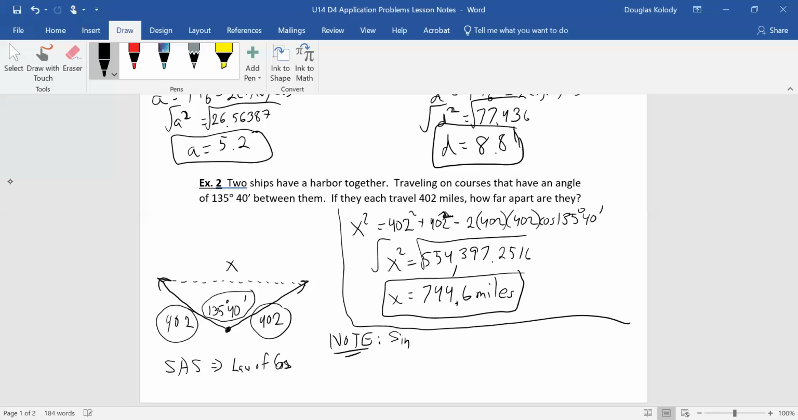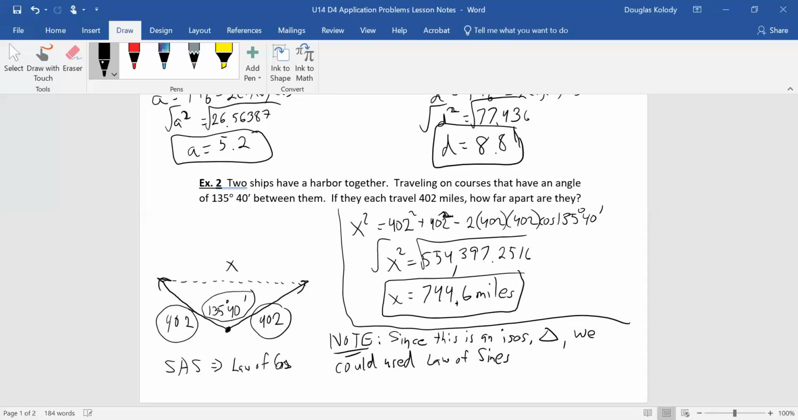Since this is an isosceles triangle, that's right. Oops. Let me erase that right there. Since this is an isosceles triangle, we could have used the law of sines to solve this problem.